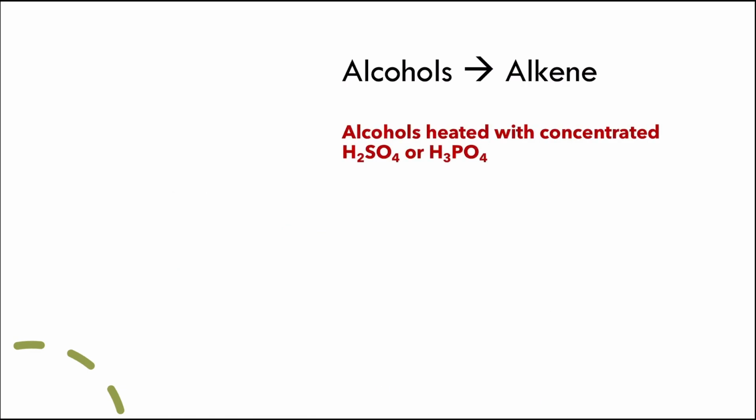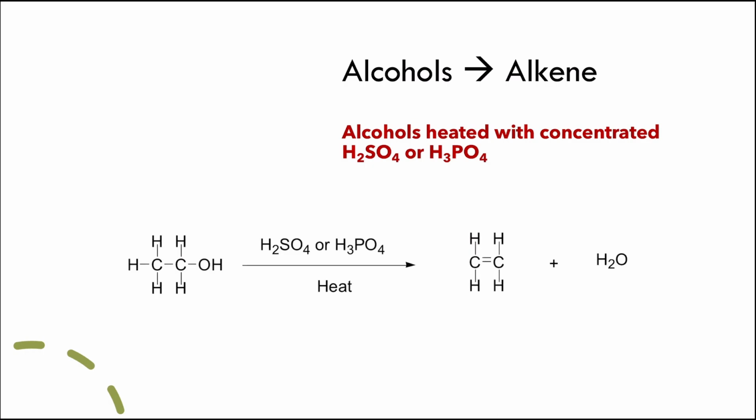Alcohols can be dehydrated to give alkenes if they are heated with concentrated sulfuric acid or phosphoric acid. An example is the dehydration of ethanol when heated with sulfuric or phosphoric acid to give ethene and water. The product will be a mixture of the alkene, water, and some of the acid that has been used at the beginning. So the alkene has to be separated and purified before it can be used.